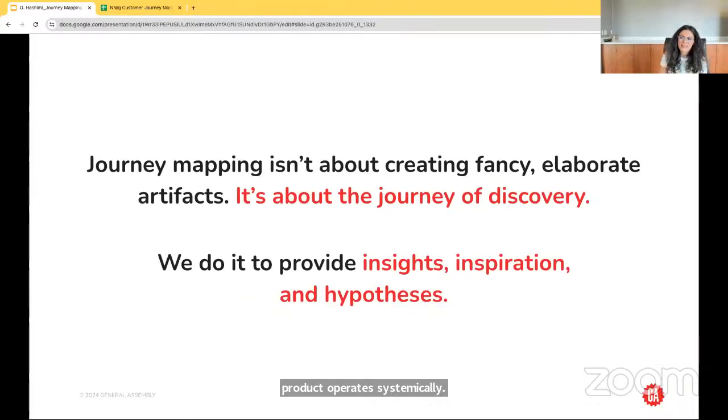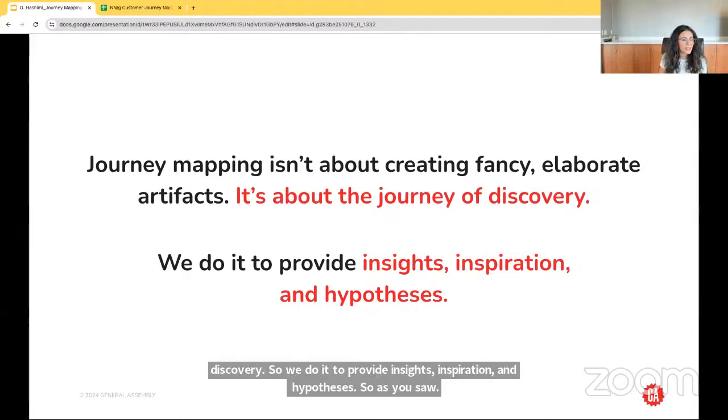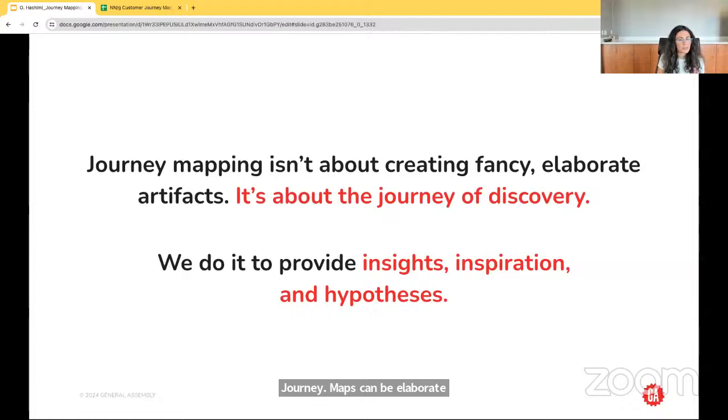Okay, so journey mapping isn't about creating fancy, elaborate artifacts. It's about the journey of discovery. So we do it to provide insights, inspiration, and hypotheses. So as you saw, journey maps can be elaborate and they can be visually attractive, but don't get distracted by this. Your journey map, the idea is really to have as much substance and meaning and data points on there as possible so you can make the most informed decisions or evidence-based decisions.